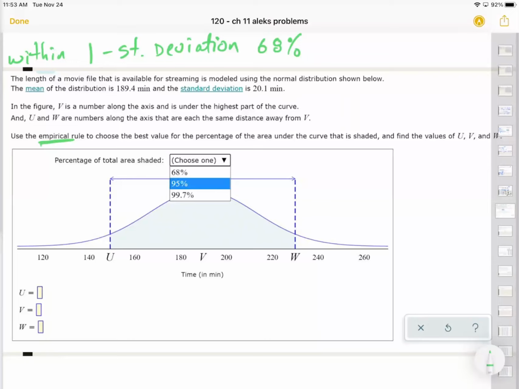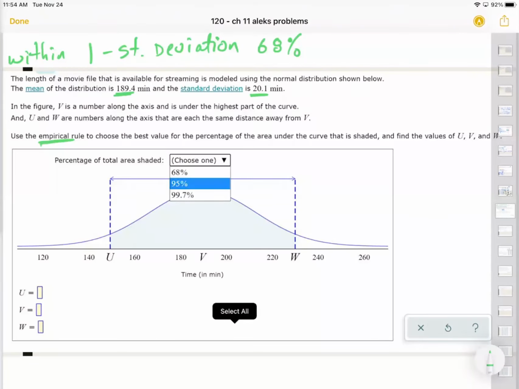The mean of the distribution is 189.4 minutes, and the standard deviation is 20.1 minutes. In a figure, V is the number along the axis and is the highest part of the curve. U and W are the numbers along the axis that have the same distance from V. Use the empirical rule to choose the best value for the percentage under the curve that's shaded, and identify the values of U, V, and W.